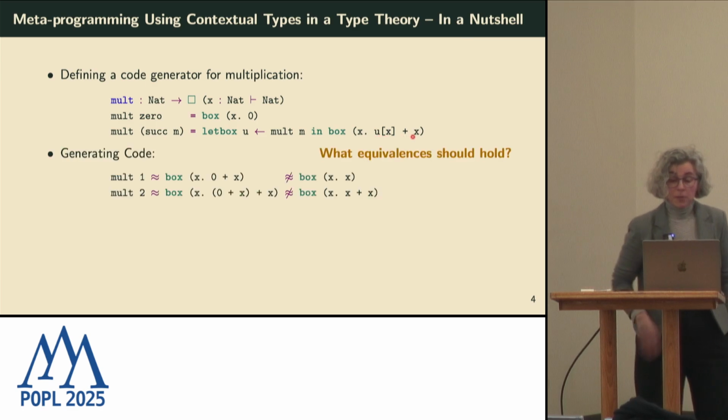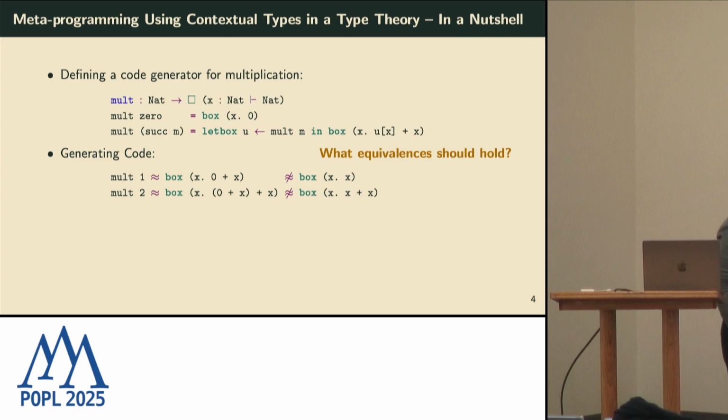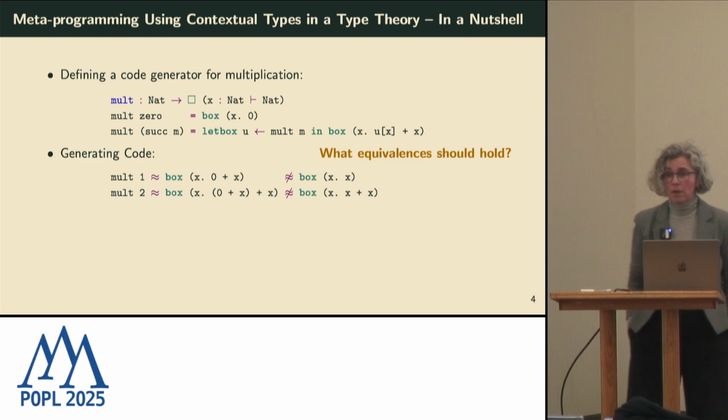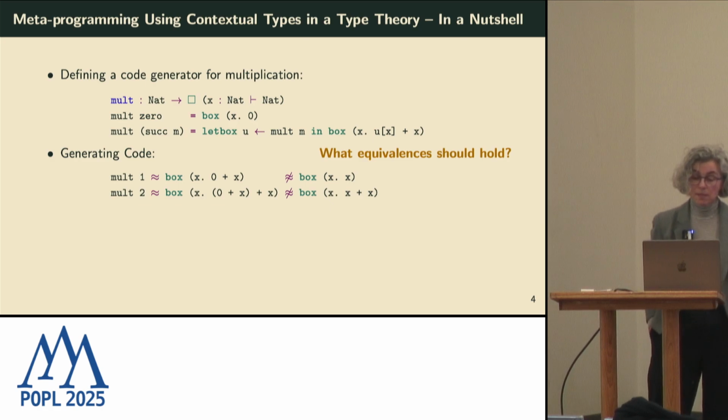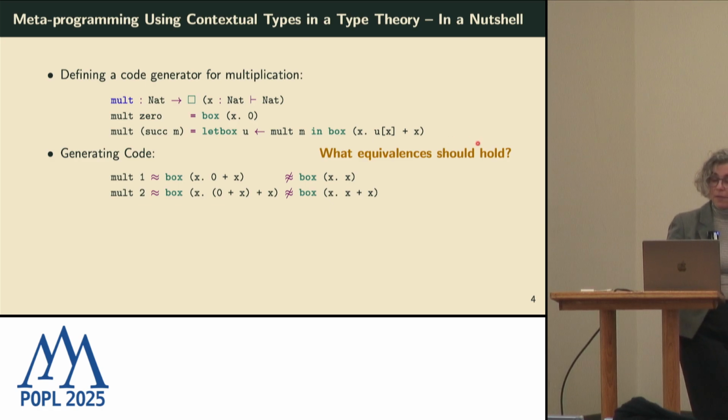So in the type theory, we also want to know what kind of equivalences hold. Okay, so here we have mult of 1 that would evaluate to this expression 0 plus x, this quoted expression. But it is a different abstract syntax tree than just having x. Okay? And mult of 2 will evaluate to something like 0 plus x, but it is, again, a different expression than x plus x.